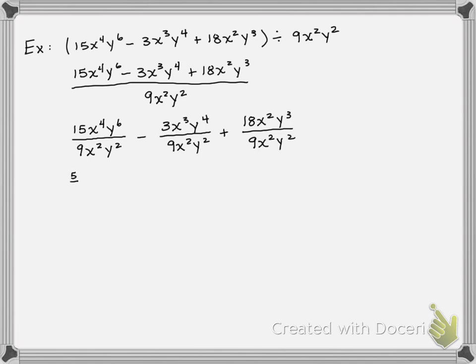Ugly 3. And then x to the 4th over x squared is x squared. And y to the 6th divided by y squared is y to the 4th, yeah? And then 3/9 simplifies to 1/3. And then 1 factor of x, 2 factors of y.